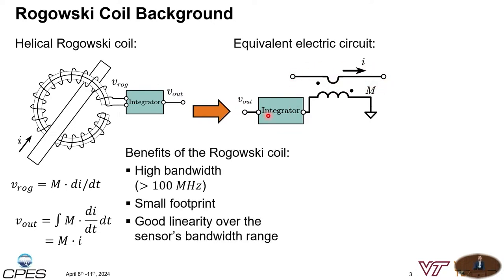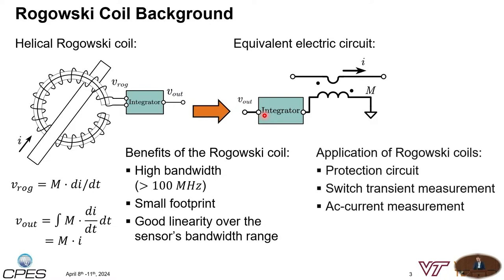The benefits of using a Rogowski coil as a current sensor is that they can have a very high bandwidth for up to more than 100 megahertz. They can have a very small footprint, and as they don't use a core, it's an air core, so it won't saturate. There's a great linearity over the whole sensor's bandwidth. And the applications so far are for protection circuits for wide bandgap devices. We can use them to measure switched transient currents, and also to reconstruct the AC current.